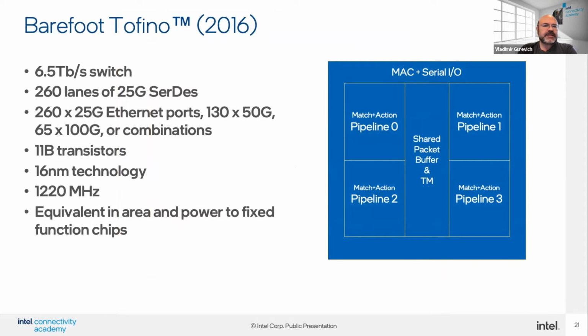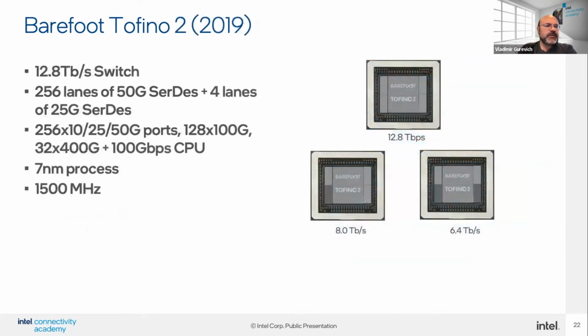So around 2016, we built our first chip that was Tofino, a 6.5 terabit device. It has 260 lanes of 25 gig SerDes, so that's basically 260 25 gig ports or 6,500 gig ports. And ultimately, in price and in power and in area, that device was equivalent to the comparable fixed function devices as well. And then in 2019, we built Barefoot Tofino 2, which has twice as much bandwidth, and the ports could now go to the speeds up to 400 gigs per second.